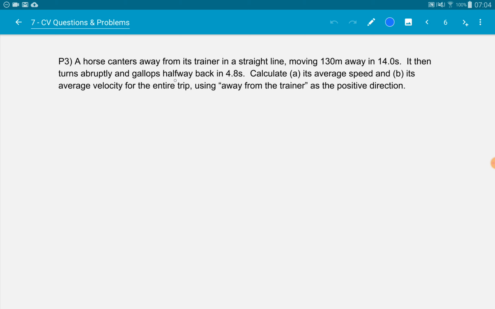You know it's faster because look at the time there. It goes halfway in 4.8 seconds. Well, half of 14 is 7, and it does it even quicker, 4.8. So it must be a faster pace, a gallop versus a canter.